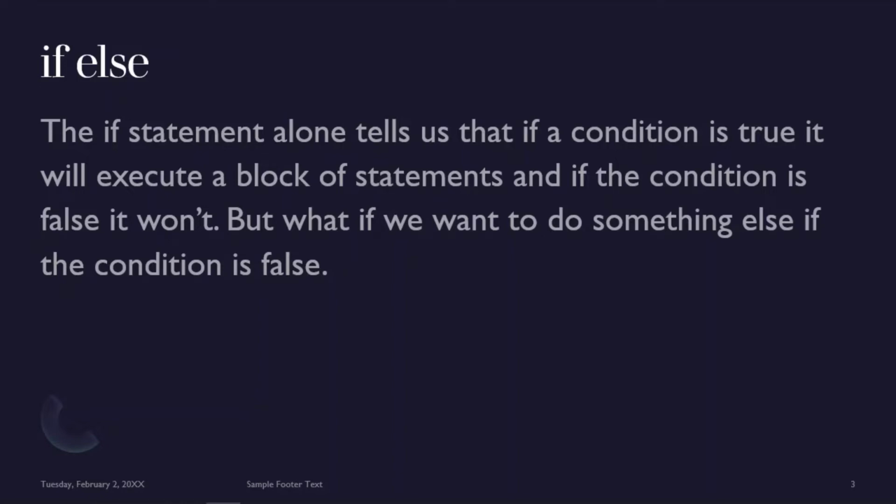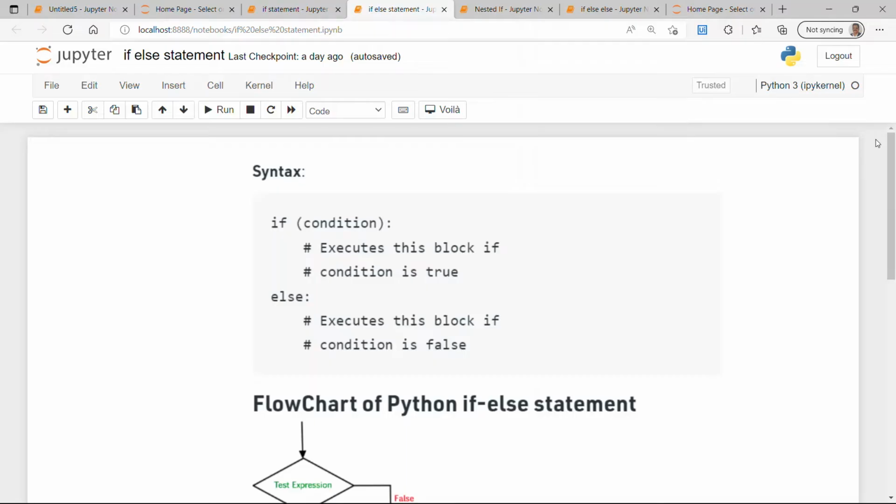Okay, let's see with an example. Yes, I'm back to my Jupyter notebook and we can see the if else syntax. If condition colon, if the condition is true, execute this block. Else, if the condition is false, execute this block.